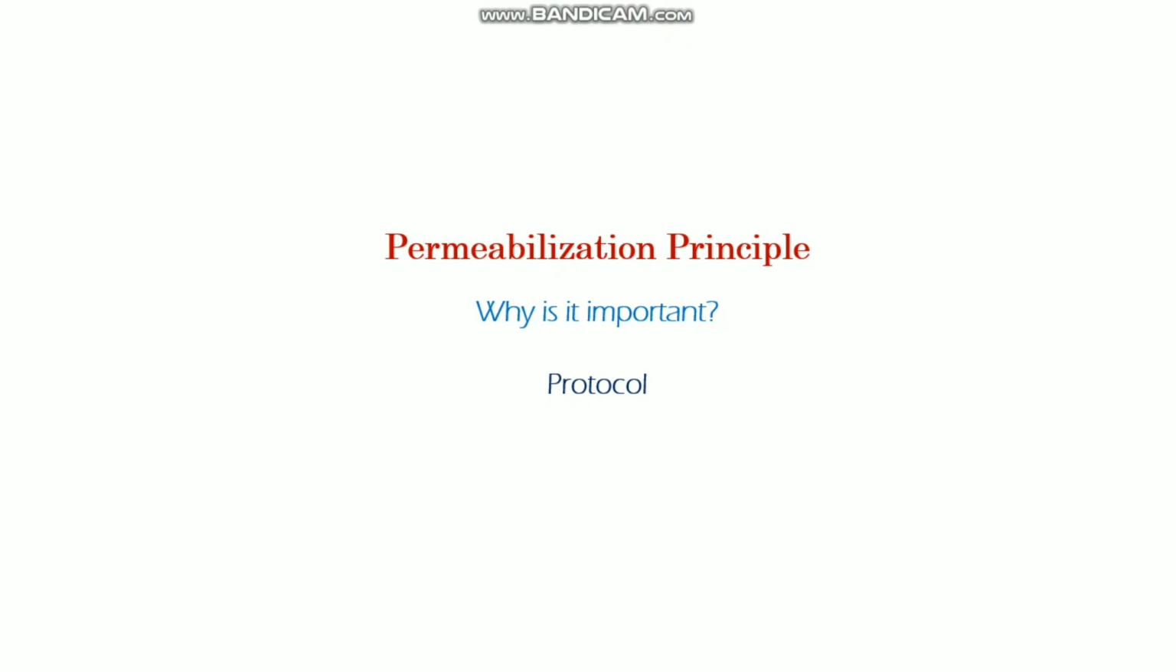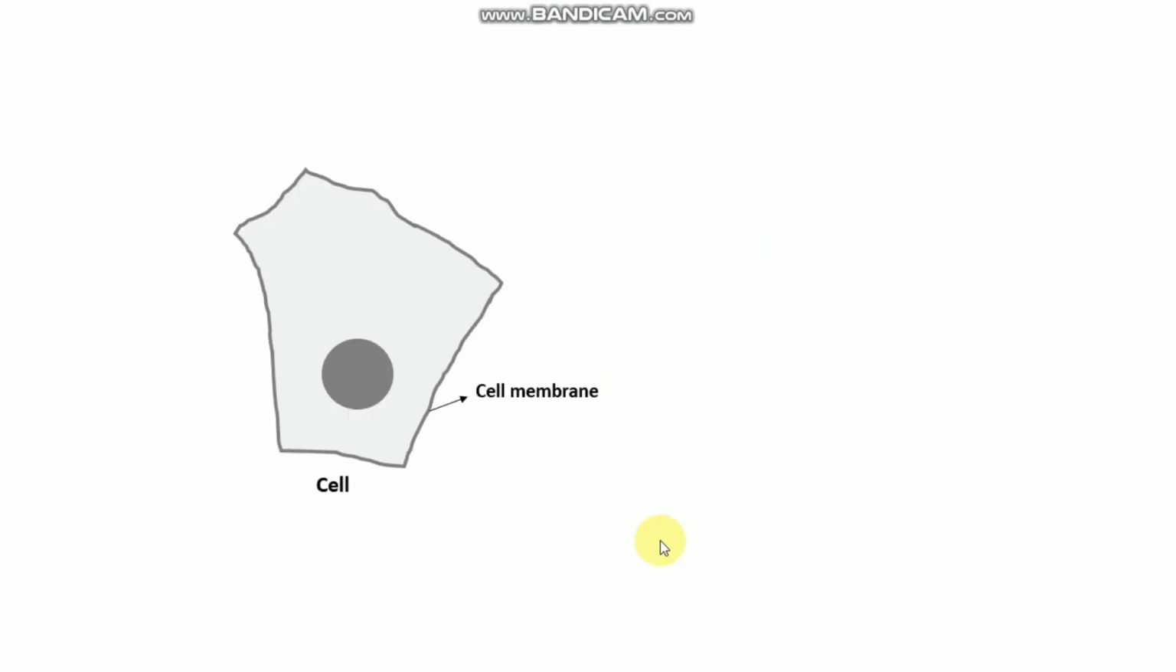In this tutorial video, I'm going to talk about the permeabilization principle, why it is important, and the protocol of permeabilization. As you know, permeabilization is one of the most important parts of immunofluorescence staining and IHC, immunohistochemistry. So let's begin. First we're going to talk about the principle.